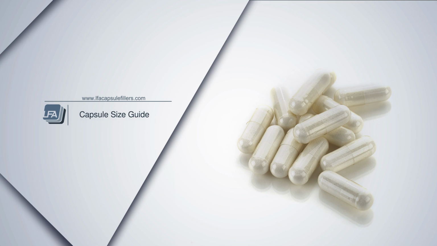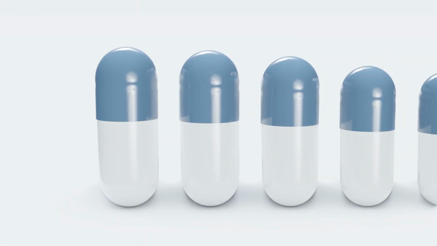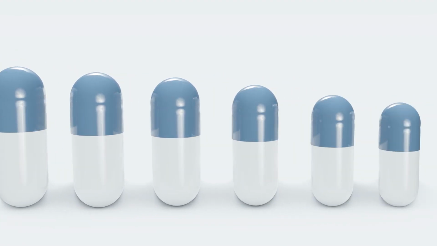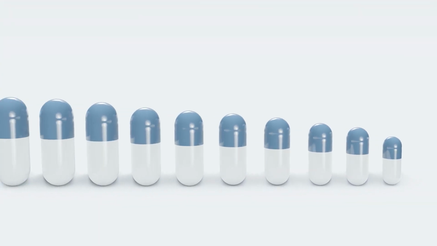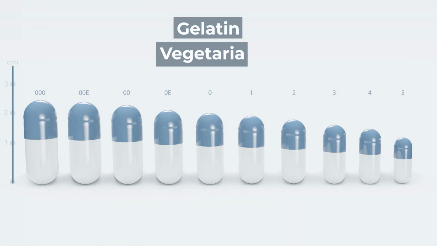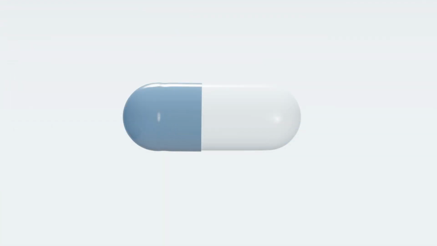There's currently a total of 10 capsule sizes, which all loosely follow standard sizes. However, it's important to note that the tolerances between two different manufacturers may differ. No matter the type of capsule you choose, from gelatin, vegetarian, or HPMC, to understand capsule sizes, let's first take a look at the measured dimensions.